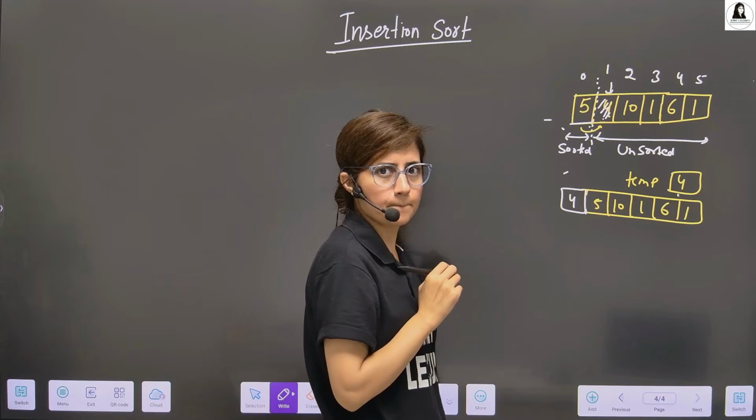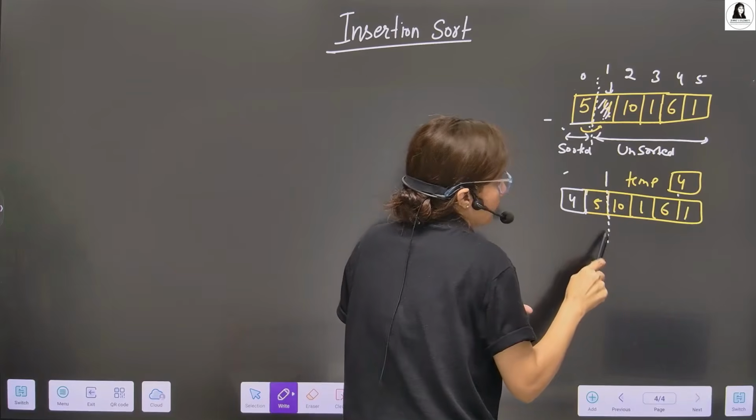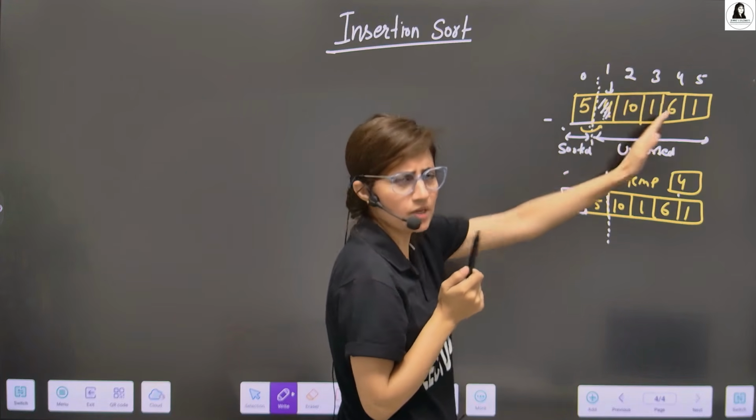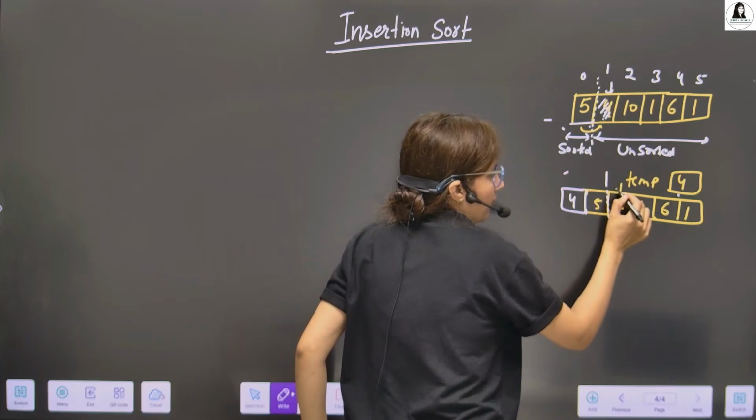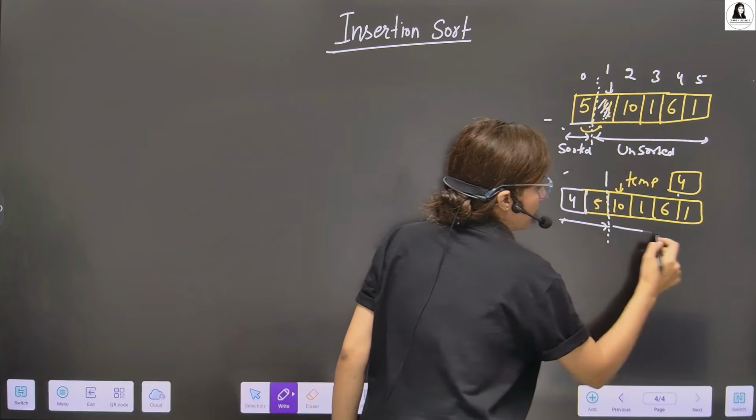Okay. Now, this is my sorted portion, because I'll start from here. So then I guess the loop would be plus plus. So now with 2, now my i is here. So this is my sorted portion now, and this is my unsorted portion.